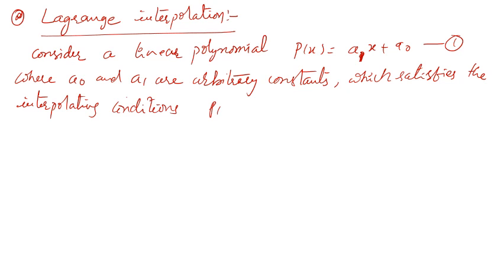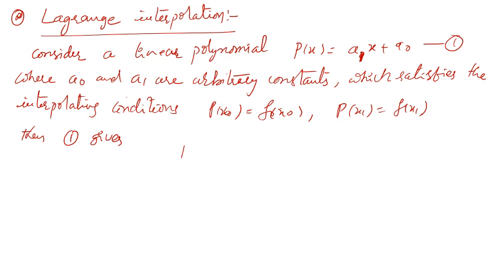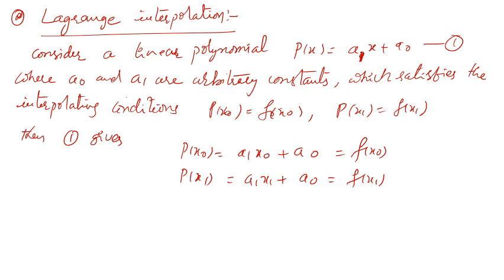What are the conditions? P of x0 equals f of x0, P of x1 equals f of x1. Okay, then, 1 gives, what is the first one? P of x0 is nothing but a1 x0 plus a0. This is nothing but f of x0, and P of x1 is a1 x1 plus a0. This is f of x1. Okay, take this as 2 and take this as 3.